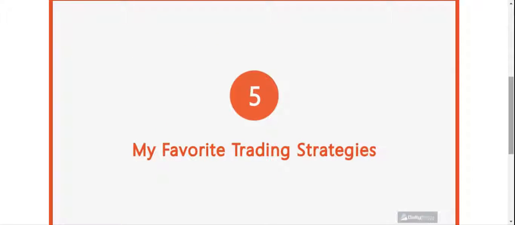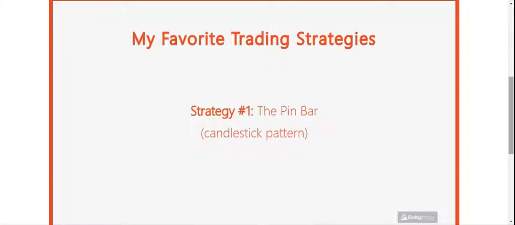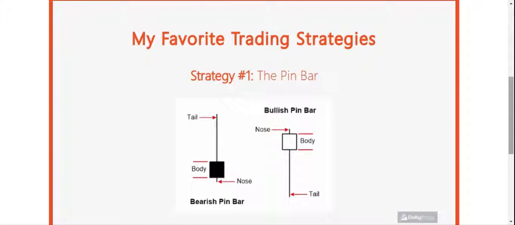Okay, so now that we've talked about the 10 and 20 EMAs, we've talked about support and resistance, we covered confluence, and we've also talked about a couple of ways to identify possible trend changes. Let's get into some of my favorite strategies, all right? And we're gonna start with the pin bar. You may be familiar with this one, and the basic idea is that this candlestick pattern shows a rejection of support or resistance. All right, so we have the tail, the body, and also the nose.